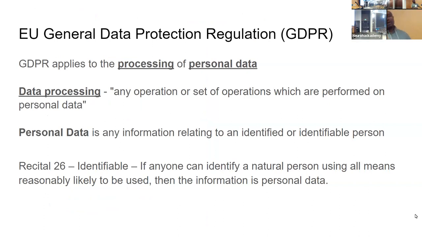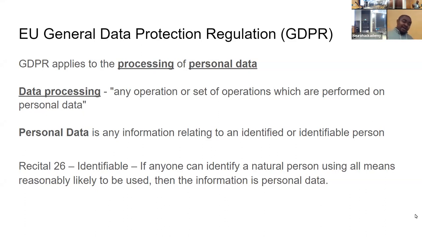So I've been talking about all this without defining what I mean by personal data or processing. The GDPR applies to personal data, processing of personal data. By processing, I mean any operation or set of operations which are performed on personal data. And by personal data, it's information relating to an identified or identifiable living person. So the GDPR does not apply to people who are dead. It applies to identifiable living beings. And it applies to processing of that data: any operation, storing the data, collecting the data, sharing the data, any operation at all within the data pipeline is processing.